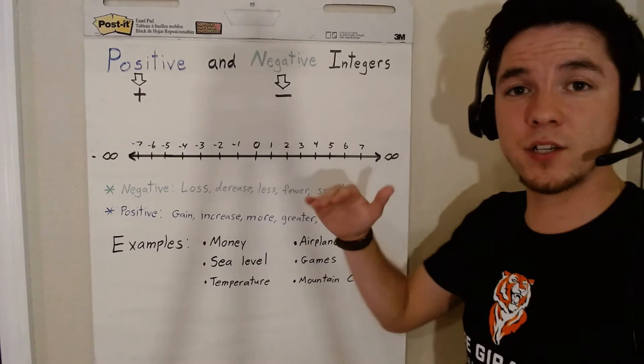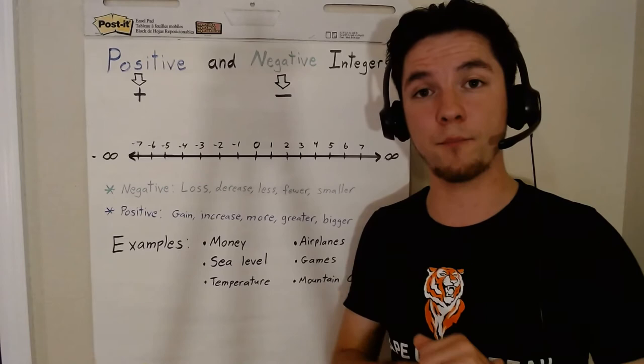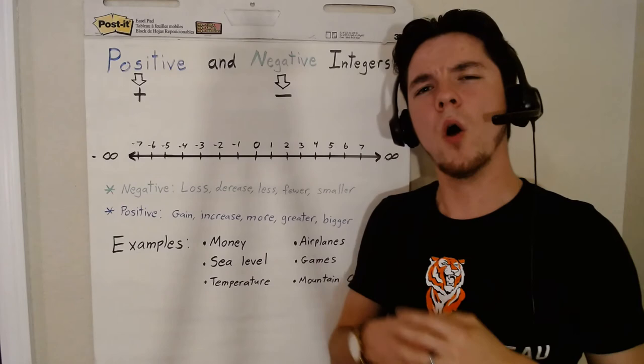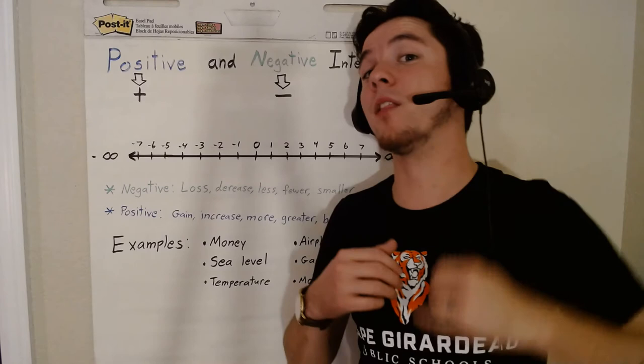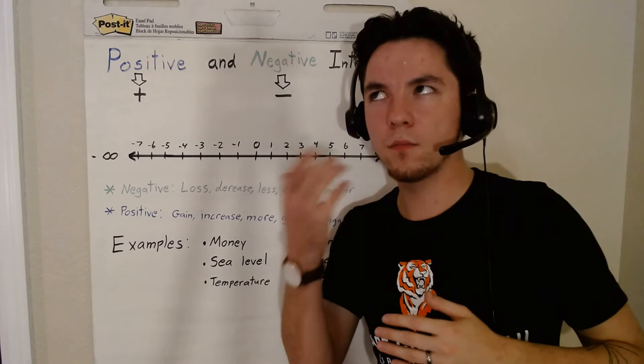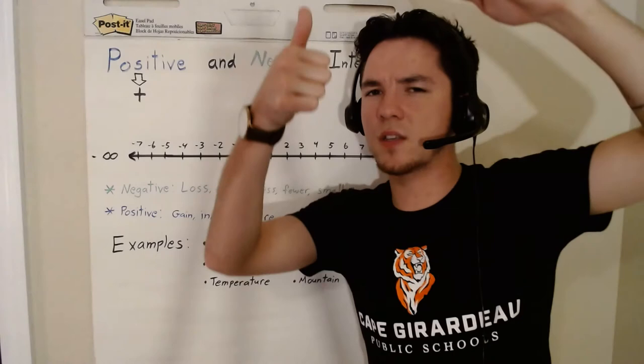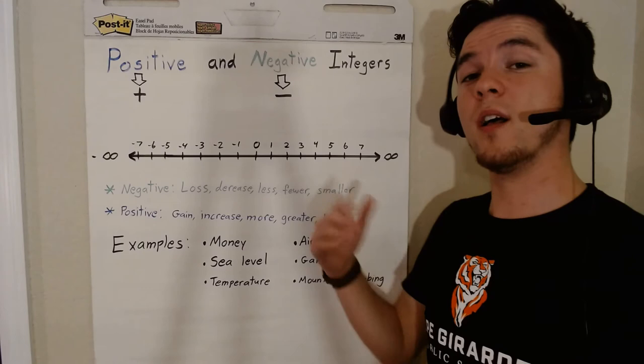Airplanes, that's another really good example. Airplanes will fly up and they will fly down. So, what integer would represent an airplane that climbs in elevation to 30,000 feet? Well, the airplane is flying up, it is climbing, so it's flying up into the sky. That sounds like a positive increase in height to me. So, 30,000 feet, it would be positive 30,000 feet.